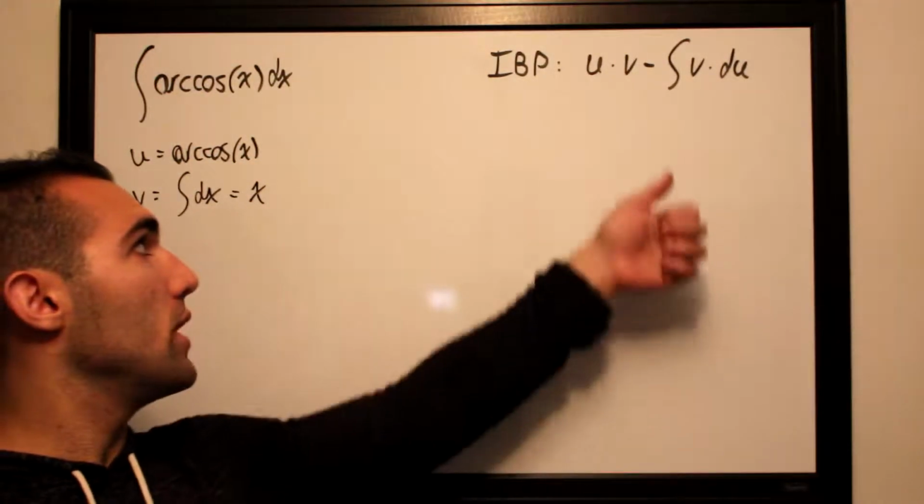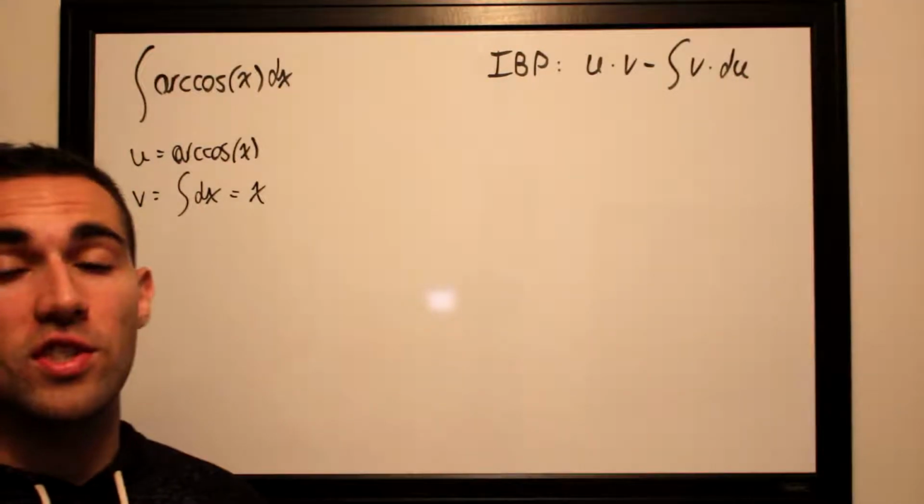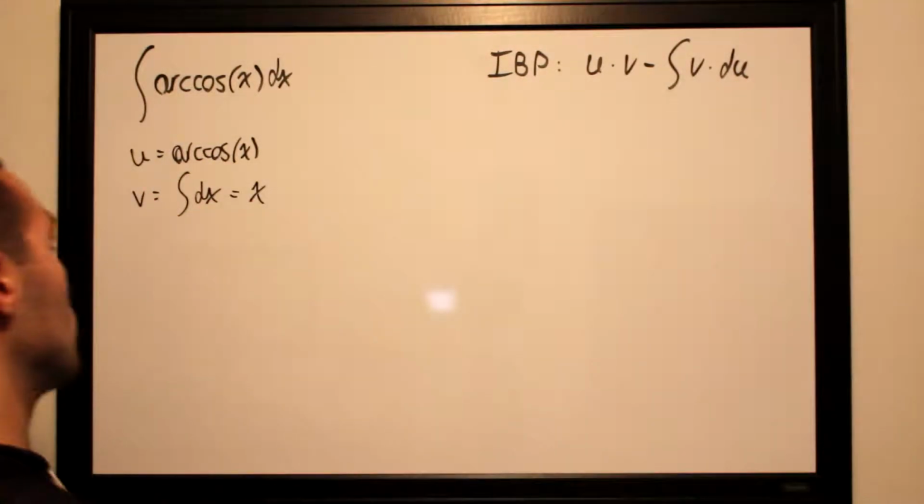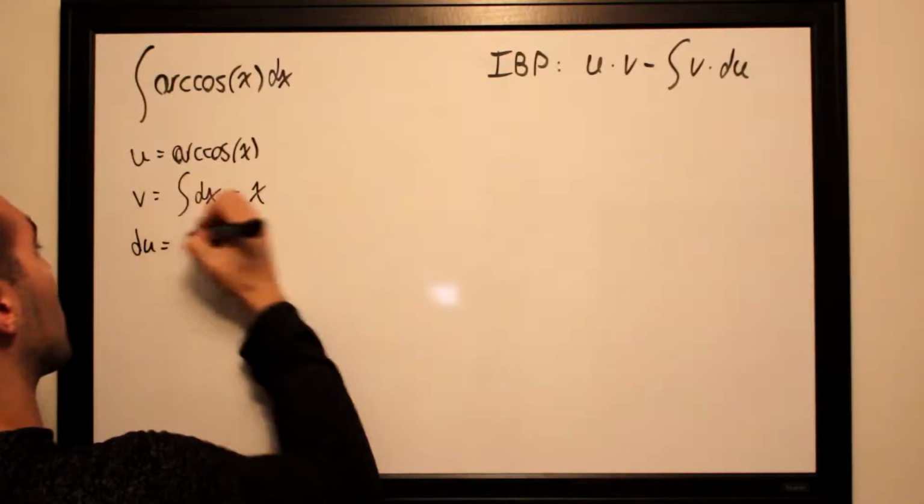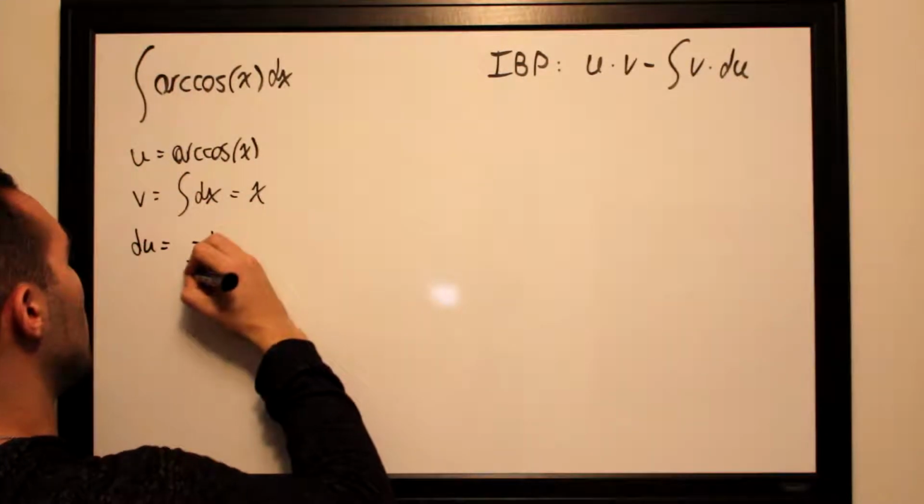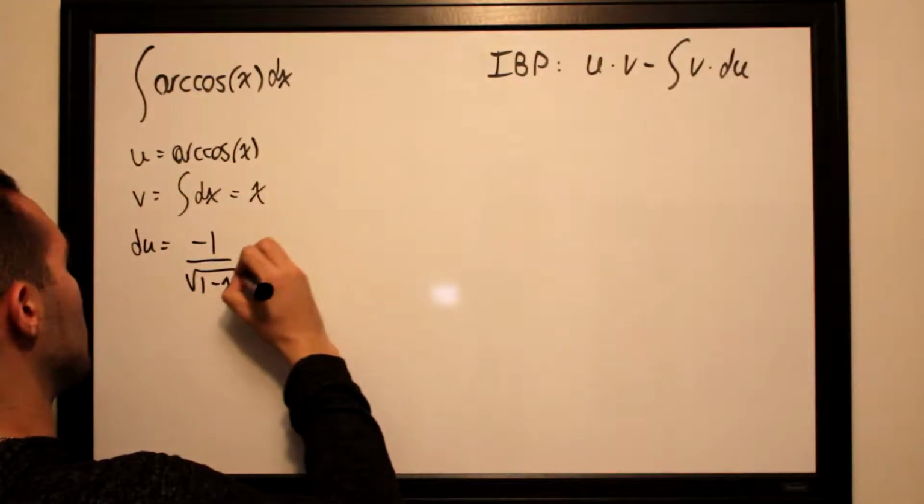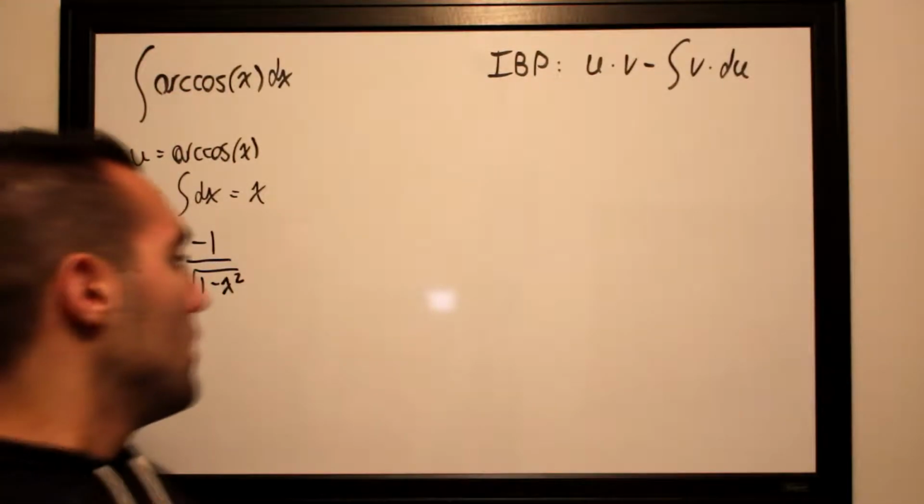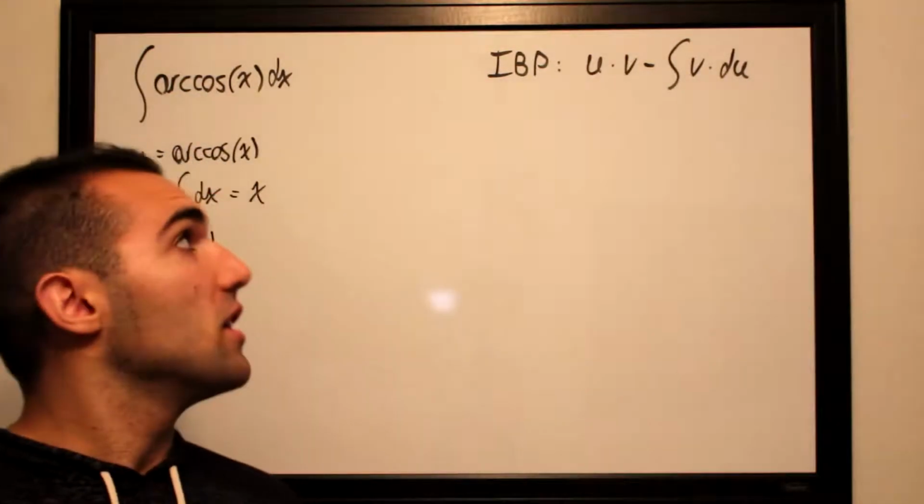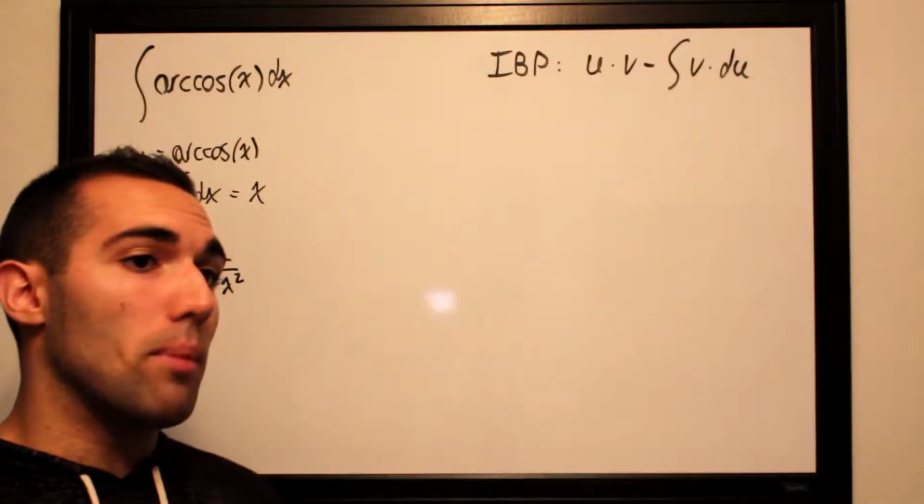Now the last piece that we need for this formula is the du, which is the derivative of our u. So du is the derivative of arc cosine of x, which is negative 1 over the square root of 1 minus x squared. Now all we've got to do is start plugging things into their place in the integration by parts formula.